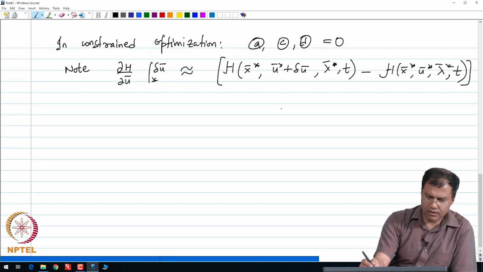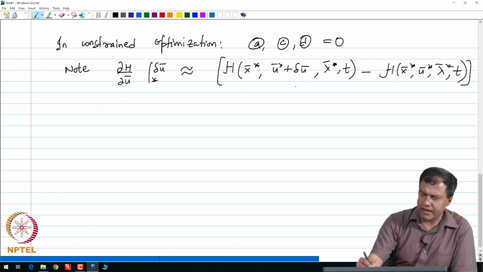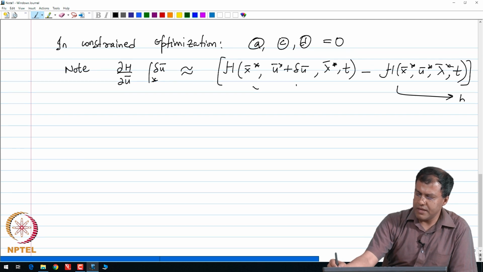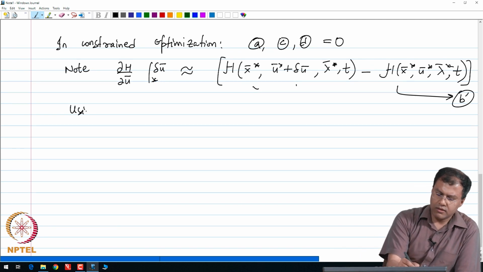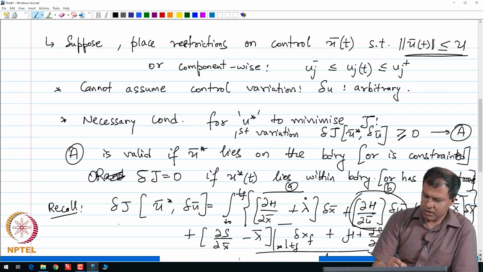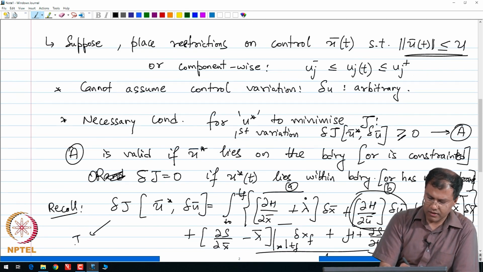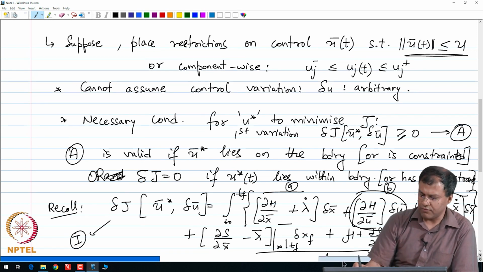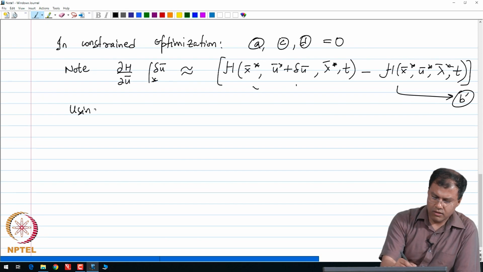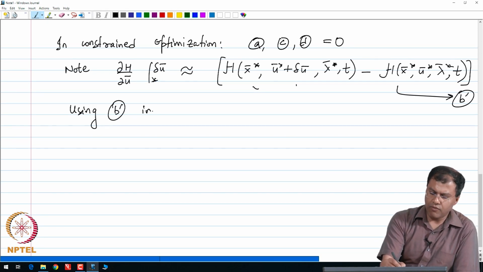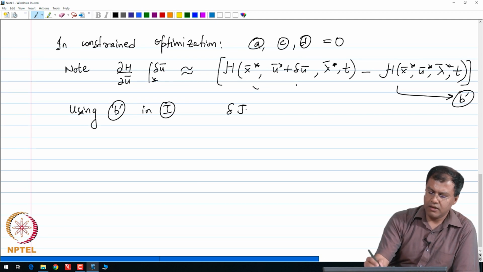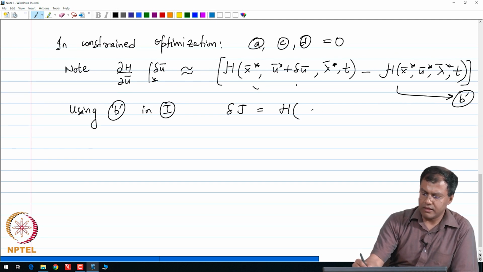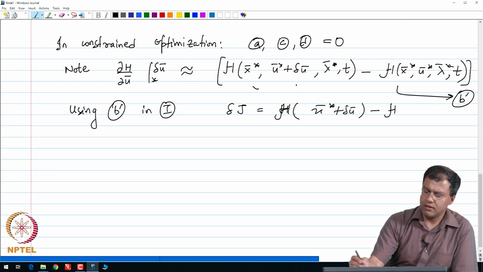So, let us now plug this back. Let me call this our condition B prime. So, using B prime in the relation for the first variation of the functional, let me call this 1, I see that the first variation of the performance index is this difference, this is at u star plus delta u minus this is at u star.